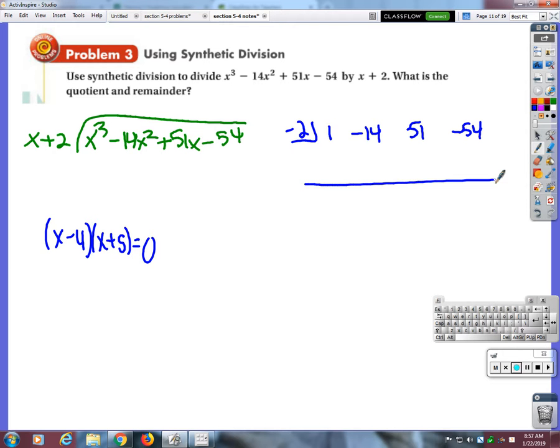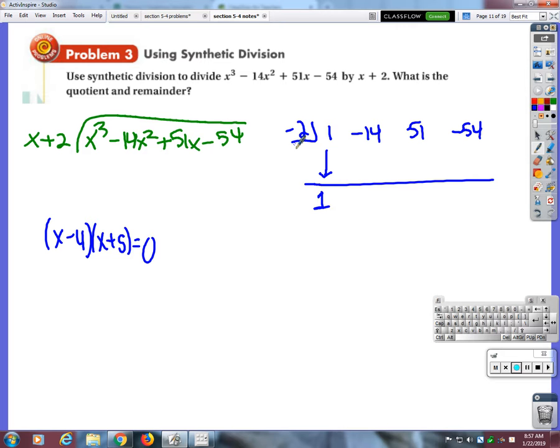All right, and then here we go. Don't blink. It's like driving through Minnesota. It's like driving through Montesano. It happens fast. Just trust me. Okay, here we go. I bring down this first number right here. That's how I start. And then I multiply and then add, multiply and then add, and multiply and then add until I am done.